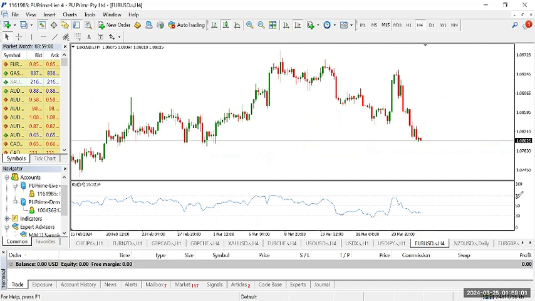Now the level 50. What is the level 50? For level 50, whenever RSI crosses from above 50 to below 50, it signifies a sell.